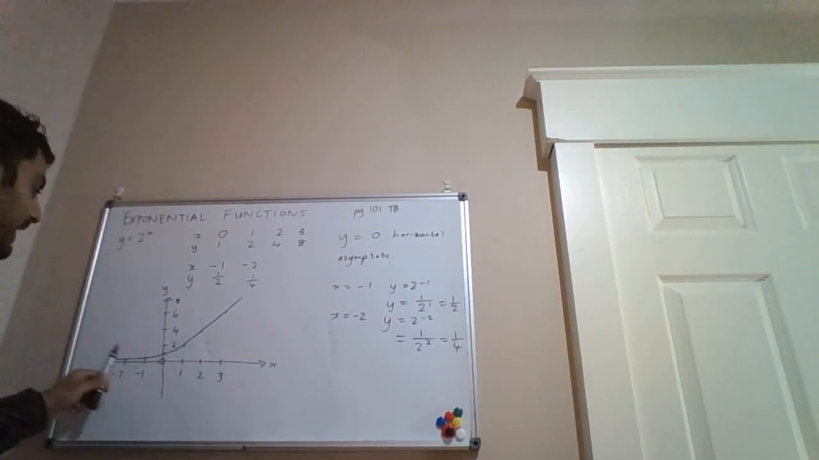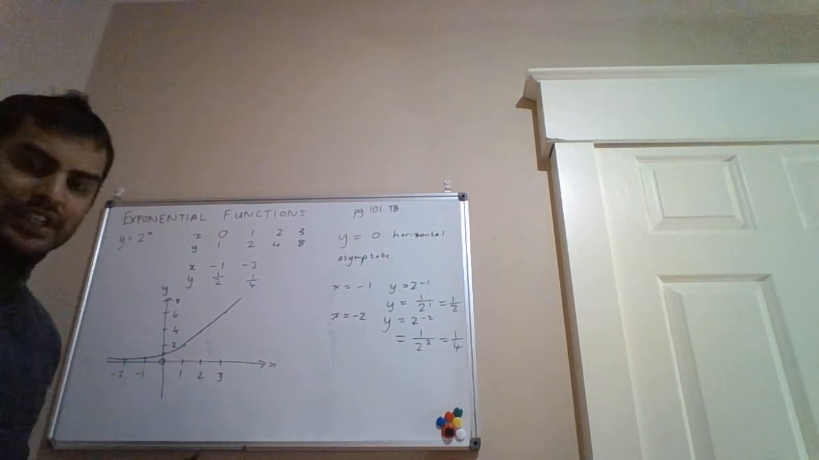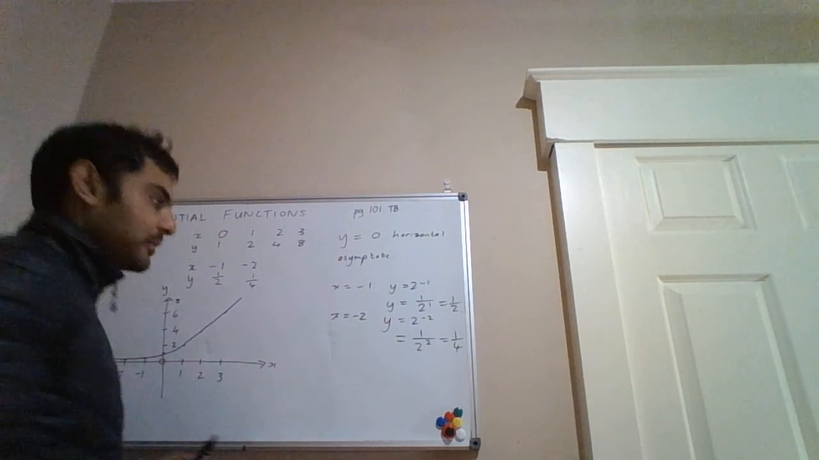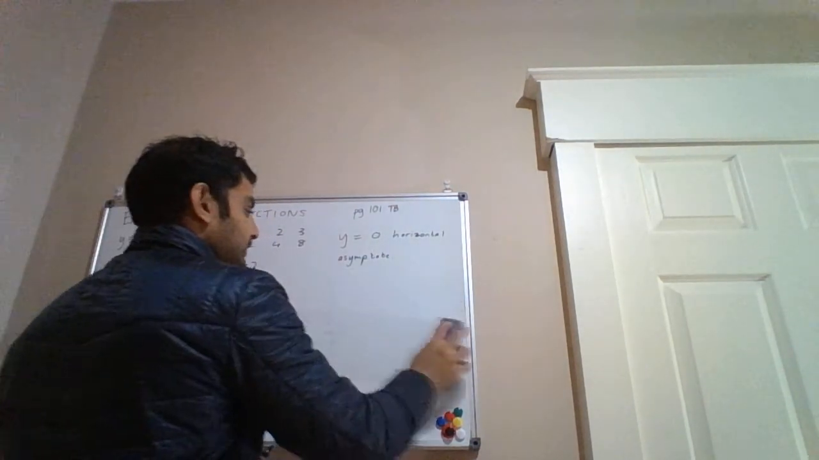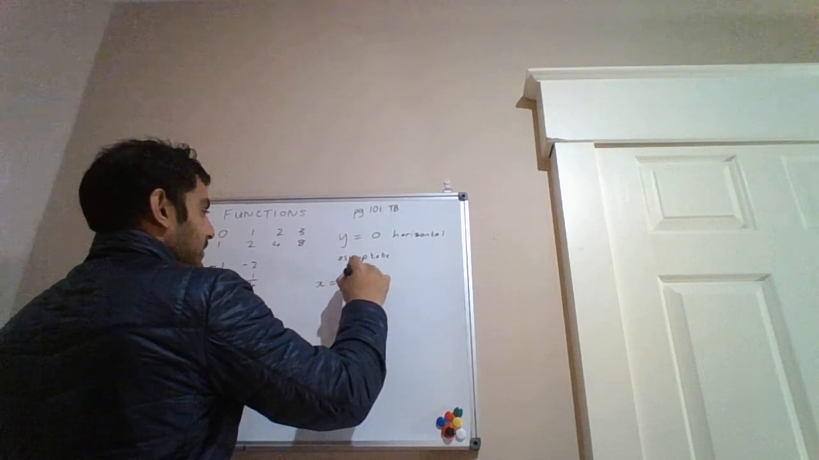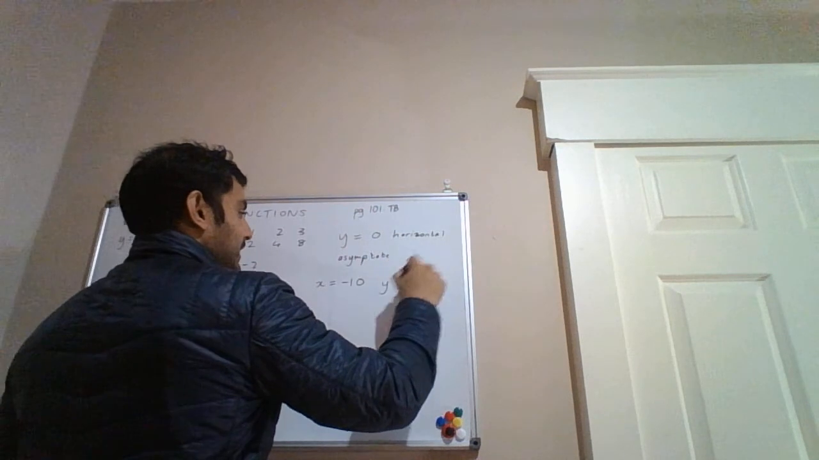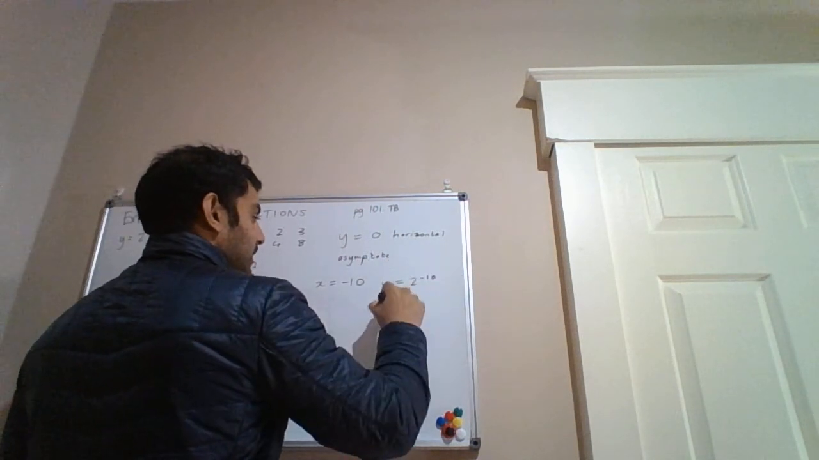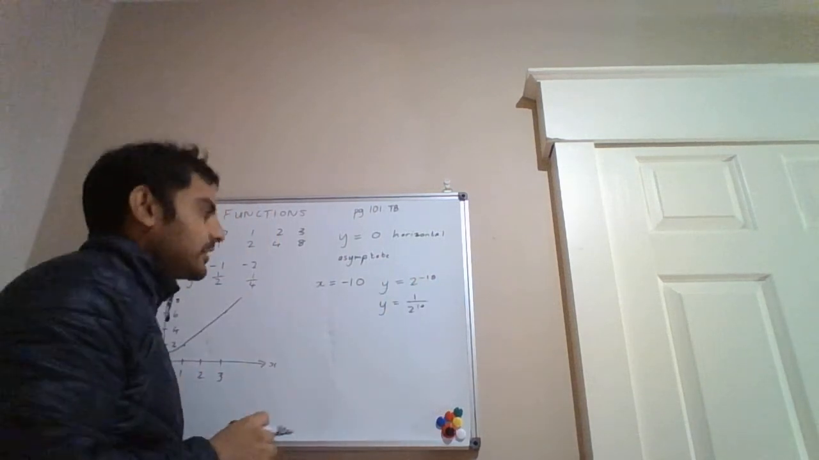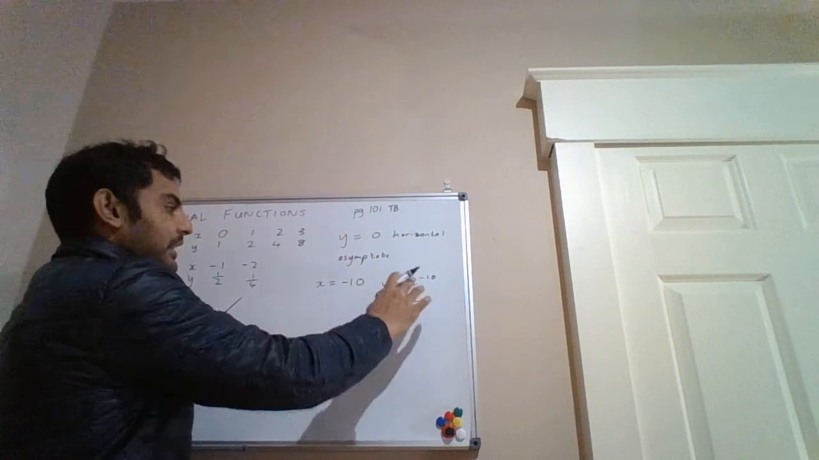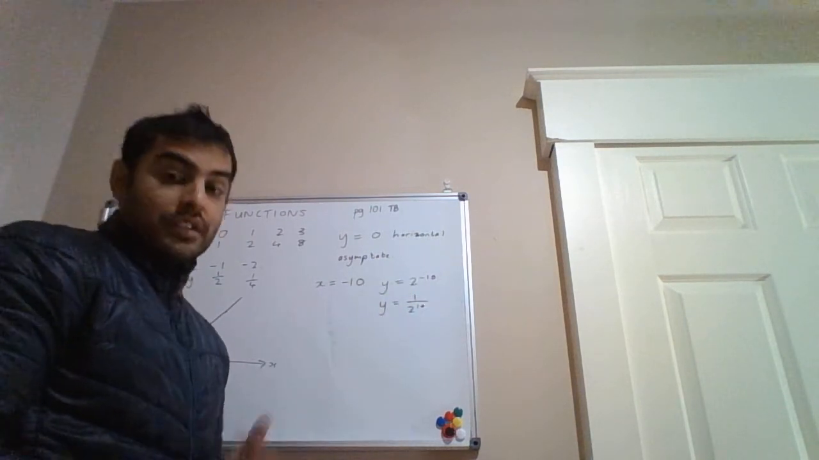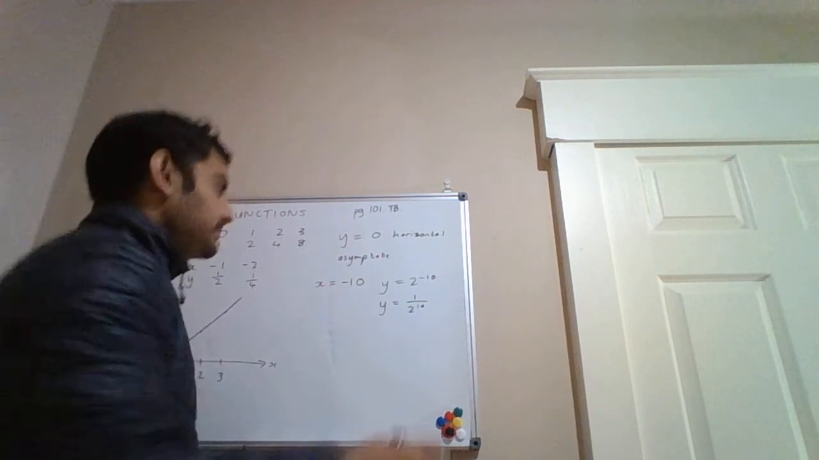For x values, as the x values are getting more and more negative, this graph is still positive but getting smaller and smaller. So let's check. If we have an x value of minus 10, y is going to be 2 to the minus 10, which is 1 over 2 to the 10. So this is a very small fraction. We have 1 in the numerator, 2 to the power of 10 in the denominator. It's a very small number, not quite 0, just above it.